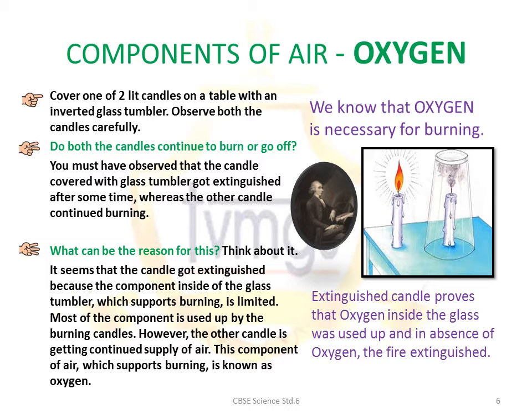Let's do an experiment in the presence of an adult. Take two candles and place them on a table. Light them up and cover one of the candles with an empty glass tumbler. Observe both the candles carefully. Did both of the candles continue to burn or did they go off? You must have observed that one of the candles continued burning while the other went off after a while. What is the reason that the other one went off? Think about it.